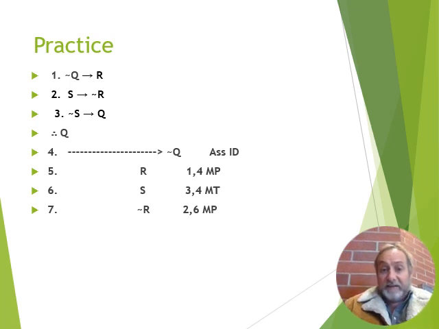Look at line 5 and line 7. Line 5 is R, line 7 is not R. Those are contradictions of each other, right? So let's put those together and make the contradiction explicit. On line 8, I'll use conjunction introduction to create a contradiction, R and not R, right? Couldn't be more obvious that that is contradictory.